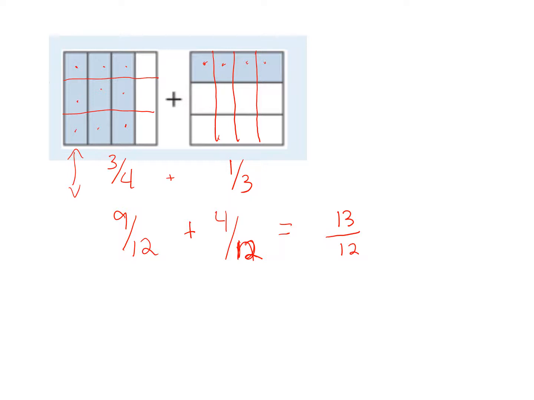Now, if I put 3 of these and covered that up, I'd have a whole and 1/12 left over. So if I took 3 of these and filled in the empty parts right here, I would have a whole filled and then 1/12 left over.